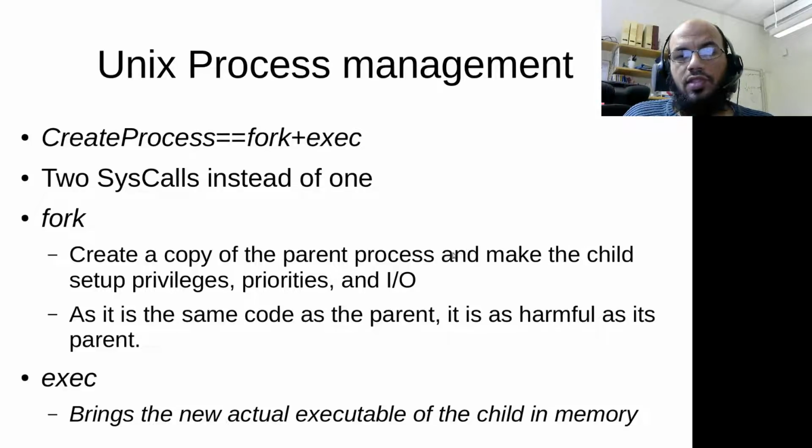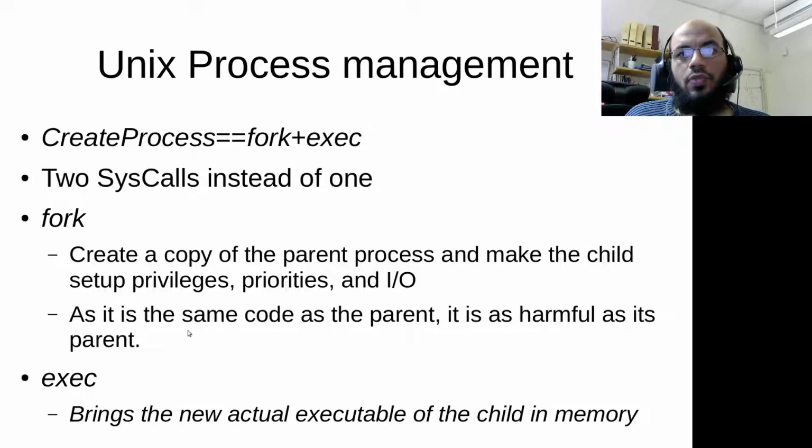and makes the child set up privileges, priorities, and I/O. That means the maximum privileges, priorities, and I/O privileges that the child can get are those of the parent. You cannot start from a process that has lower privileges and get a child with higher privileges. Basically, the child cannot have higher privileges than the parent. And since it's the same code as the parent, since you're just replicating the parent, it is as harmful as its parent.